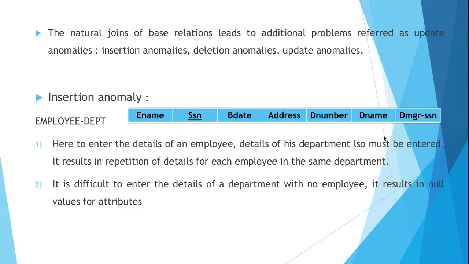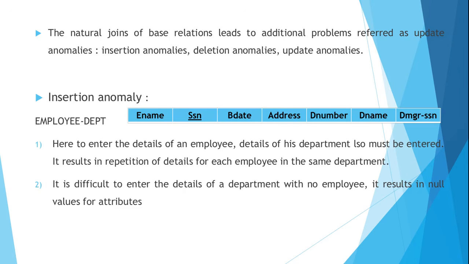So that causes redundancy of data. Instead, if you store the department table as a different table and the employee table contains only the details of the employee, this repetition will not occur. So that is insertion anomaly.